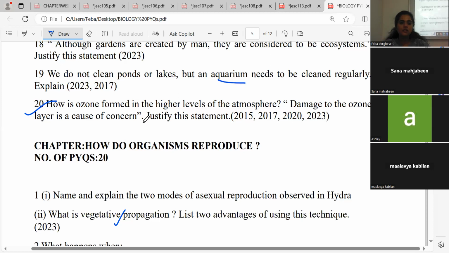Okay. Now, ozone is formed in the higher level of atmosphere. Damage to the ozone layer is a cause of concern. Justify the statement. Yes, it causes the UV radiation to enter into the Earth's surface, and it can cause the loss in the agriculture. It can cause skin cancer. It causes cataract. It causes immune problems. Okay, all these kind of things you have to write. Okay, and damage of ozone, it's caused by the CFCs. According to the marks, you can elongate your answer.